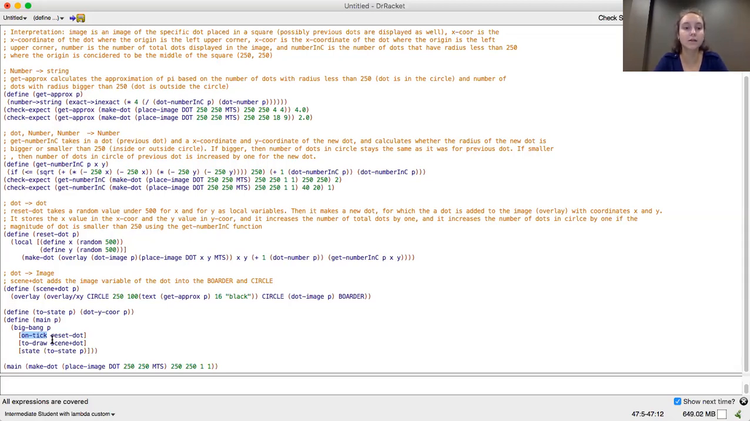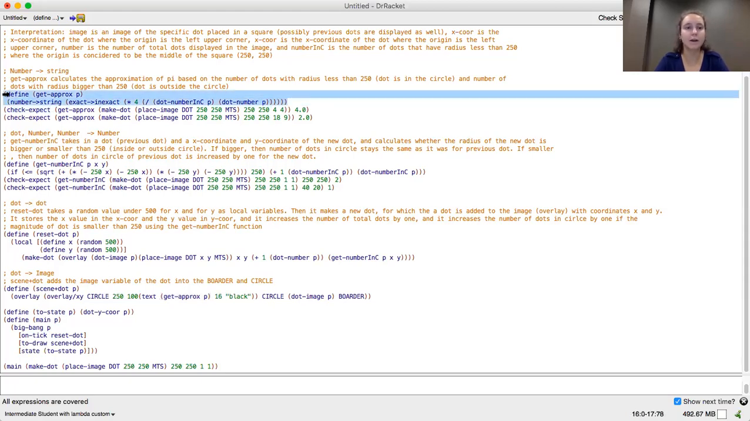So on every clock tick, it calls the function reset dot. So let's look at that function, which is right here. It basically just overlays a bunch of images. So let's see, it first overlays our circle with our text. So it has the circle and then the x coordinate, the y coordinate of where the text is overlaid in the circle. So it's gonna output text and then get approx. So that is where our calculation that we saw earlier comes in part.